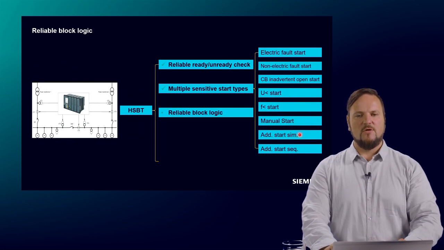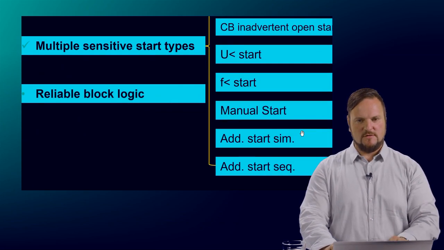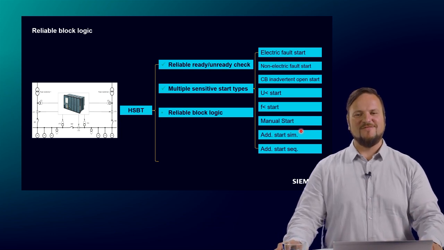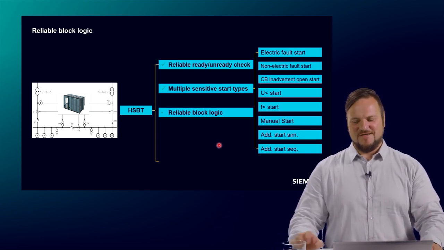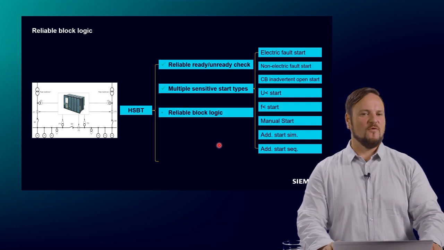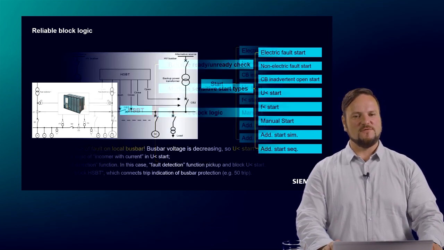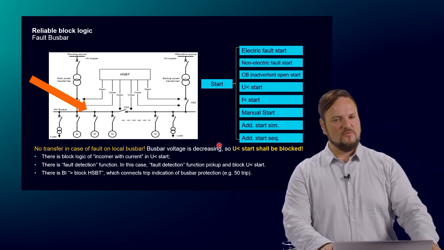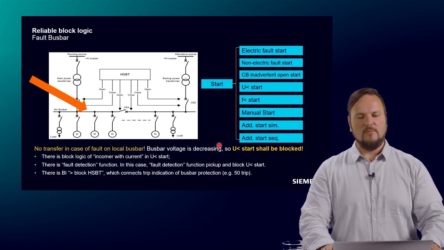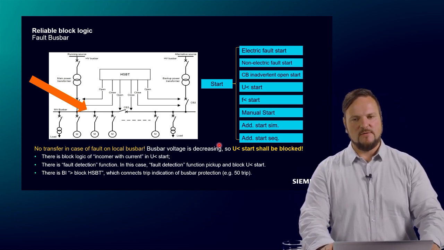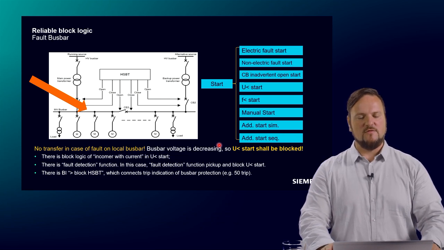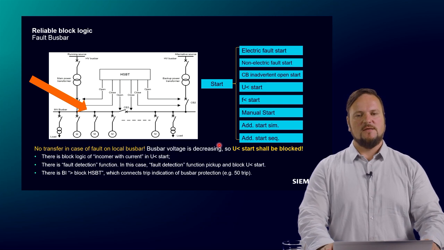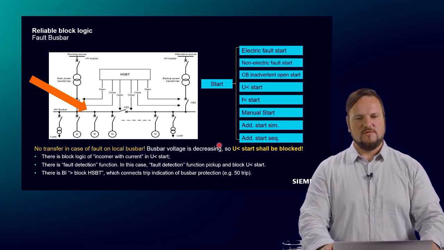Now we come to the blocking logic, which is also important for the HSBT function, because we do not want to transfer in case of a fault. In case of a fault on the local busbar, we do not want to do that, because normally we detect the voltage going down, and in that case there is no need to transfer because the fault is on the motor bus. In that case, we need to block the HSBT function.